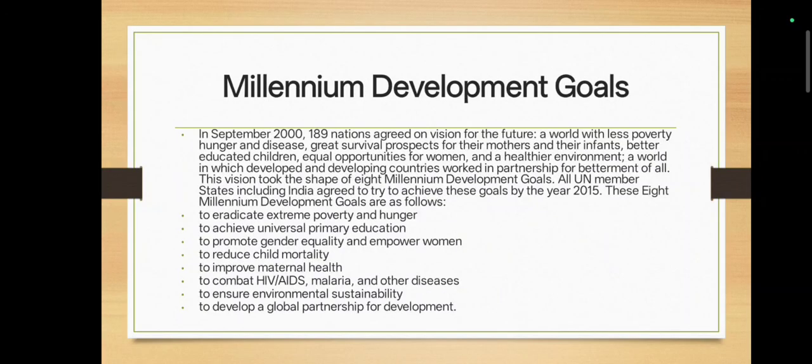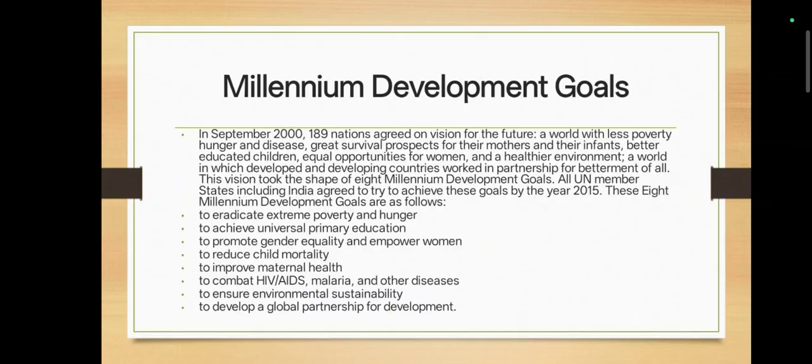Next is Millennium Development Goals. Finally, let us look at the Millennium Development Goals. In September 2000, 189 nations agreed on a vision for the future: a world with less poverty, hunger, and disease, greater survival prospects for mothers and their infants, better educated children and equal opportunities for women, and a healthier environment. A world in which developed and developing countries worked in partnership for the betterment of all.